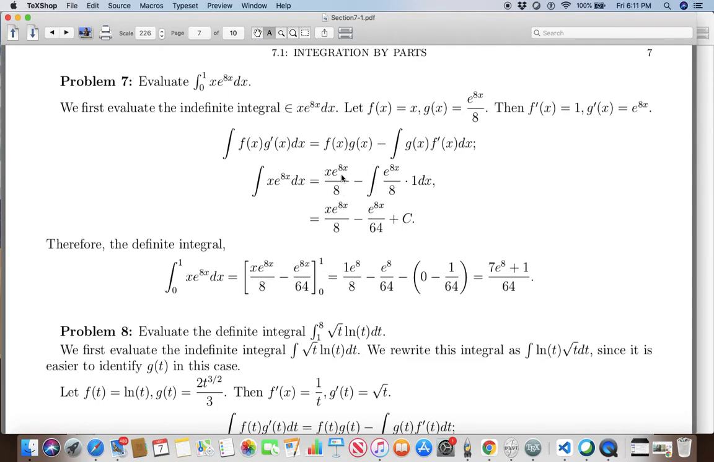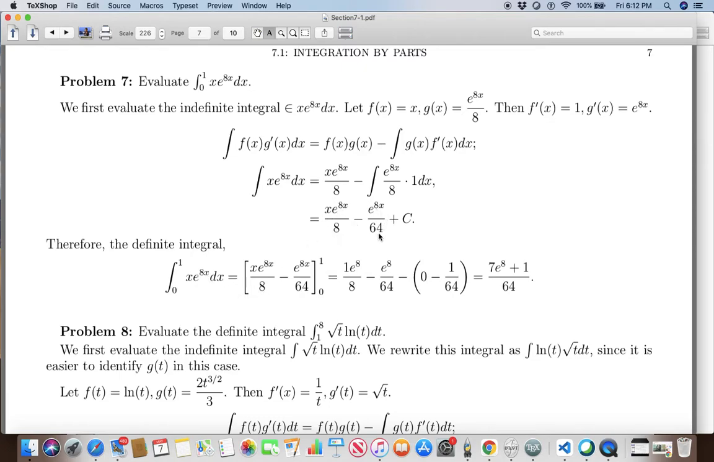fg is x e to the 8x over 8 minus integral g f prime. g is this quantity, f prime is a simple 1. Integral of e to the 8x. So notice this 8 is a constant, but integral of e to the 8x is e to the 8x over 8. So in all it is e to the 8x over 64. So this is x e to the 8x over 8 minus e to the 8x over 64 plus a constant of integration. But notice our question was a definite integral from 0 to 1 of x e to the 8x dx.